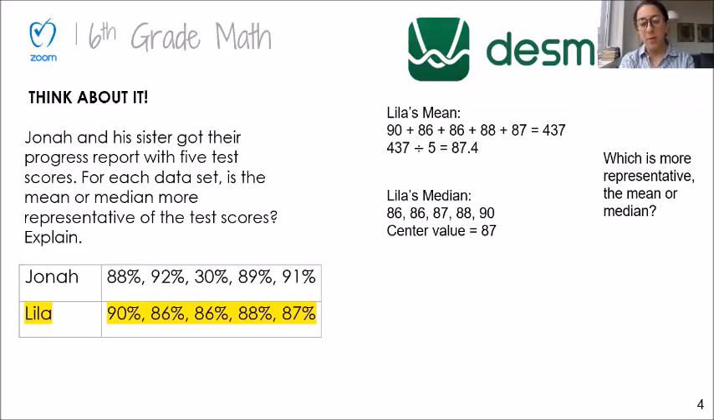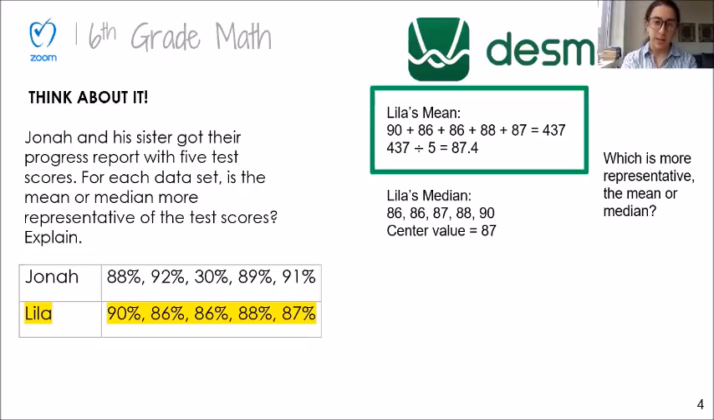So 87.4 and 87 are very close values. So both the mean and the median are actually pretty representative of this data set. However, the mean is more representative. And the reason why is because when we calculate the mean, we include every single value in our calculation, whereas the median only includes one number from our data set. So while both the median and the mean are good to represent this data set, the mean is better.